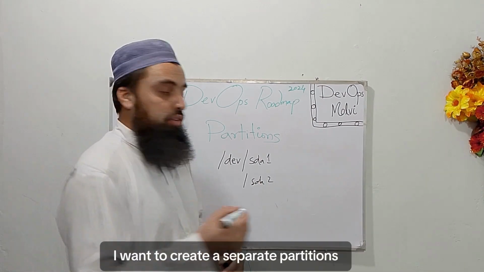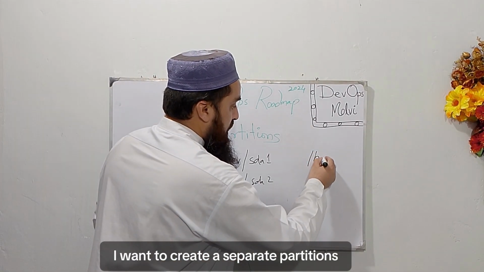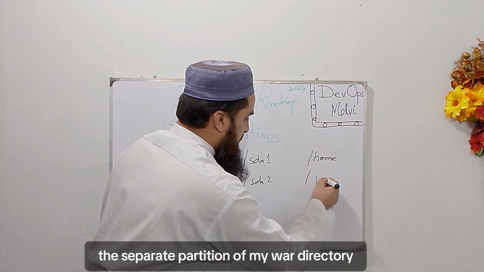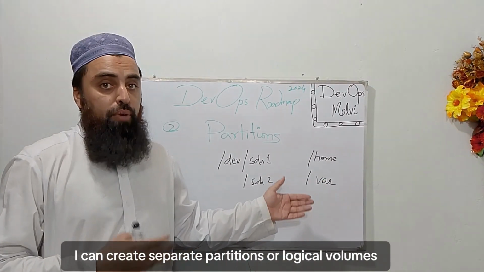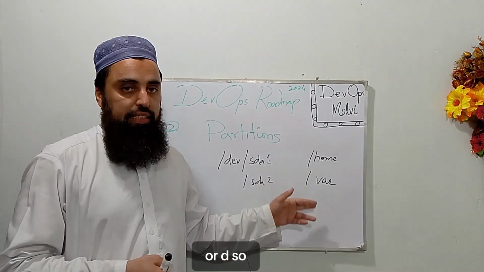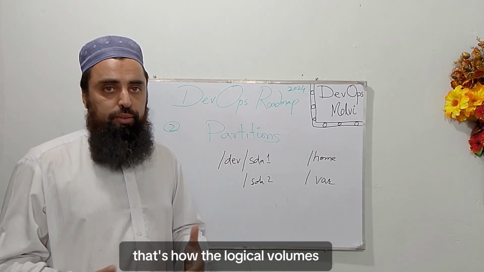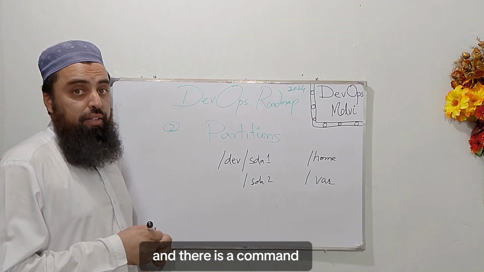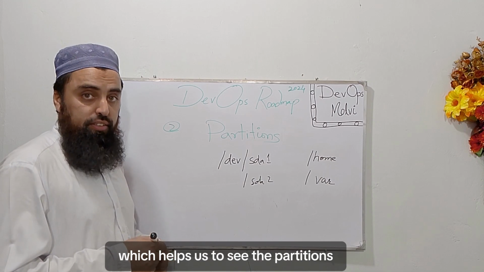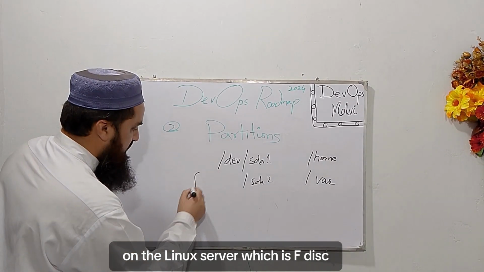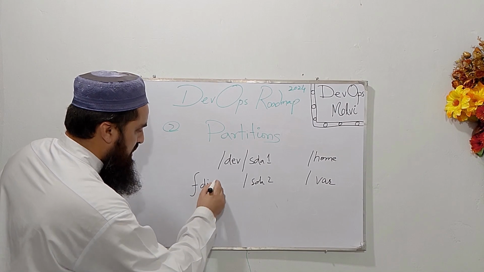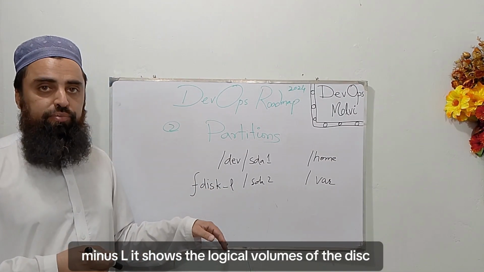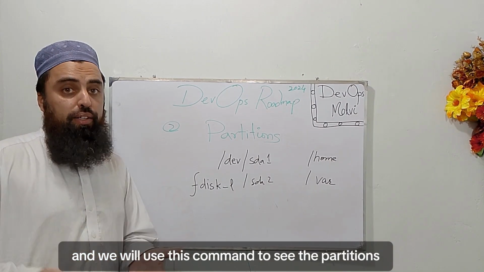Like for instance, I want to create a separate partition for my home directory and a separate partition for my var directory. I can create separate partitions or logical volumes for these. So that's how the logical volumes or partitions look in a Linux operating system. And there is a command which helps us to see the partitions on a Linux server, which is fdisk -l. It shows the logical volumes of the disk, and we will use this command to see the partitions on a Linux system.